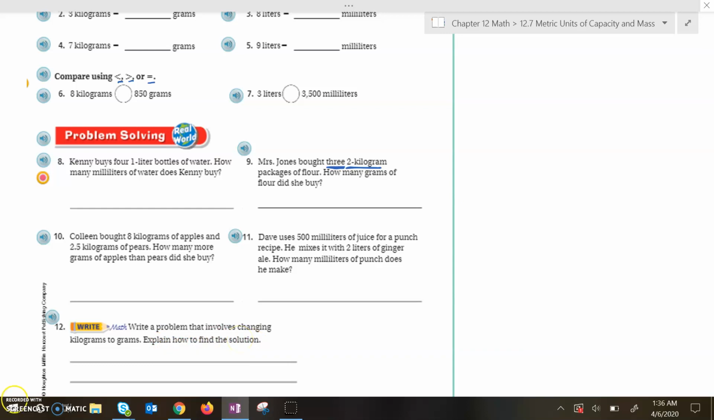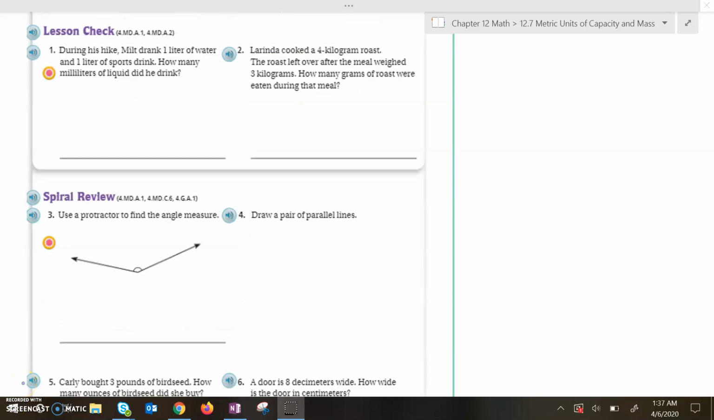Now go ahead and pause here whenever you need, and I will read the next problems on the next page. Number 1. During his hike, Milt drank 1 liter of water and 1 liter of sports drink. How many milliliters of liquid did he drink? Now remember, this is a 2-part question. Number 2. Lorinda cooked a 4-kilogram roast. The roast left over after the meal weighed 3 kilograms. How many grams of roast were eaten during the meal?